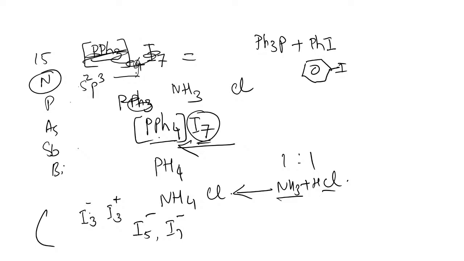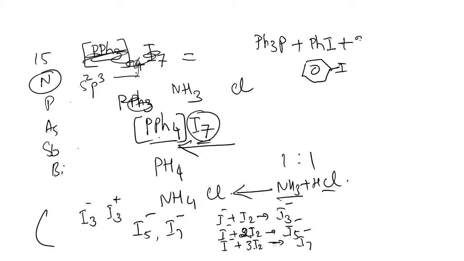Then how is I3 minus made? I minus plus I2 gives I3 minus. What would happen if I add 2 I2? It becomes I5 minus. What would happen if I add I minus plus 3 I2? Oh, I got it. It gives I7 minus. I know now, for this one, 3 I2. So this should give your compound PPh4 I7.